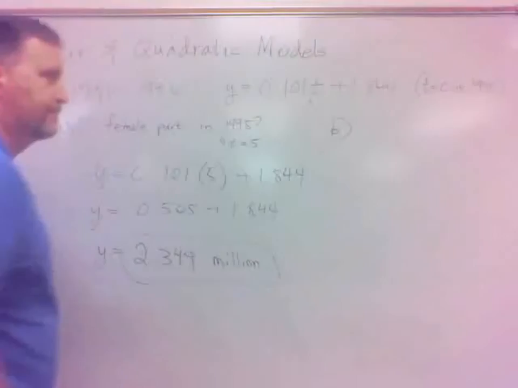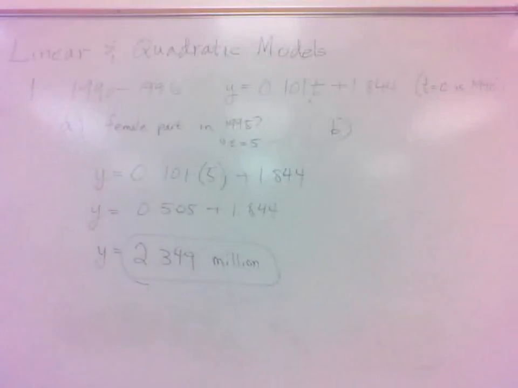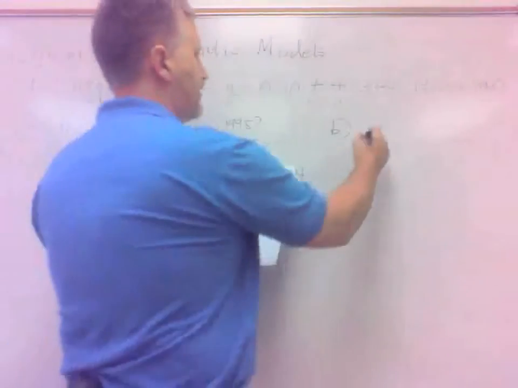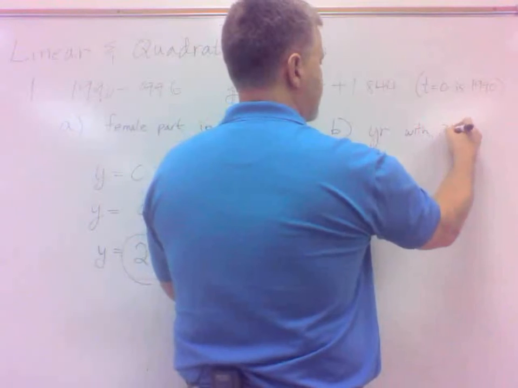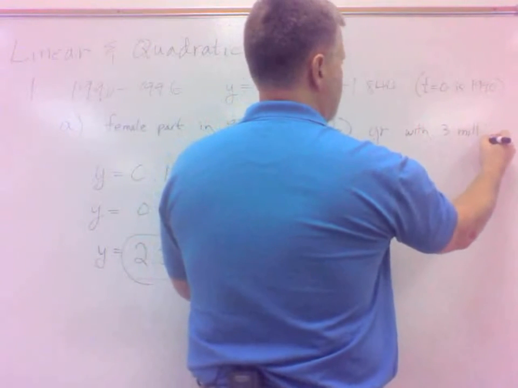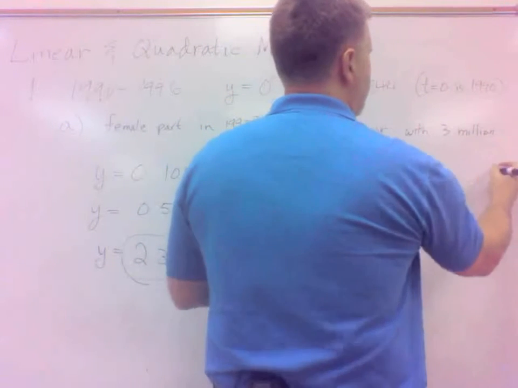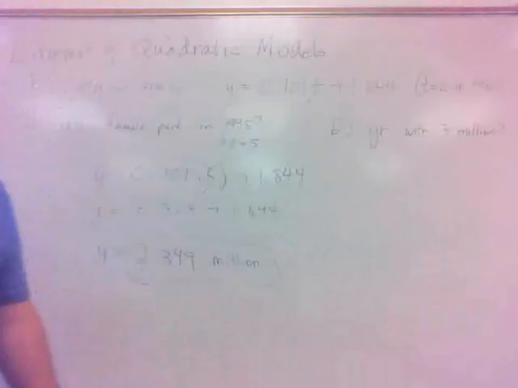But let's look at B. B asks a little bit different question. If the linear pattern continues, in which year will there be 3 million female participants? What is the year in which there will be 3 million participants? All right, so it's based on the same model.